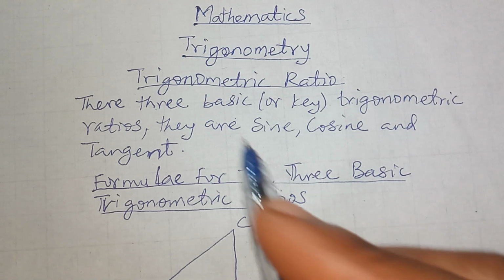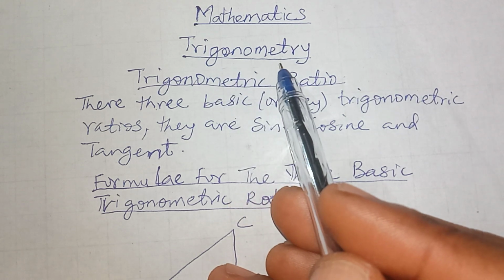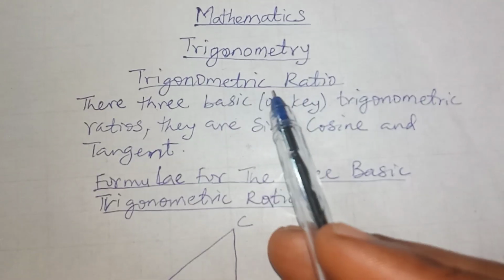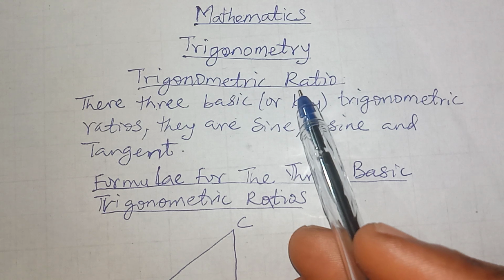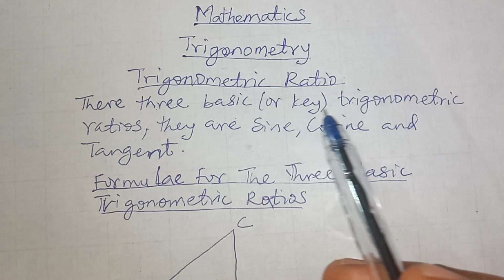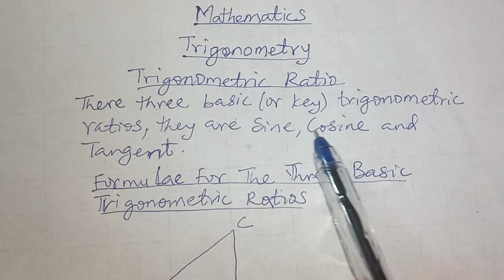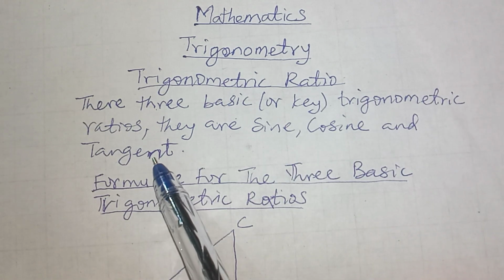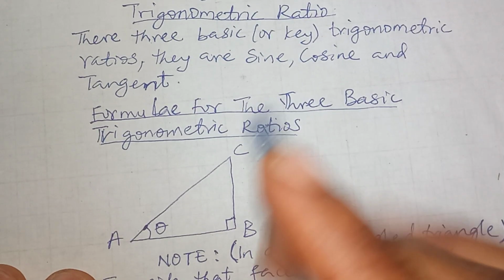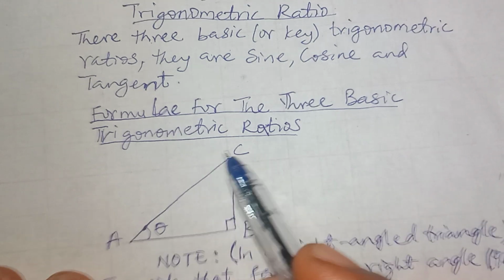Today we want to look at this topic, trigonometry. Under trigonometry, we have what we call trigonometric ratios, and there are three basic or key trigonometric ratios. They are sine, cosine, and what? Tangent. Then we look at the formulas for the three basic trigonometric ratios.